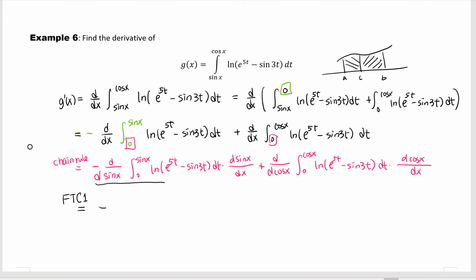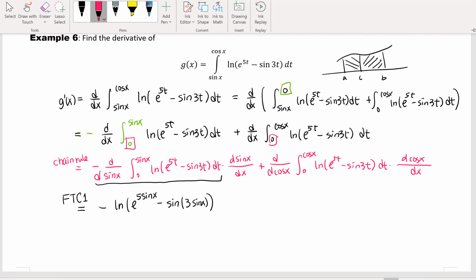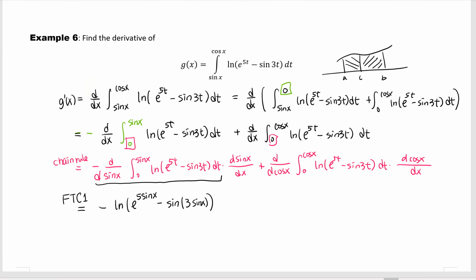We replace t, so it's a function, by the upper limit, which is sine x. So sine of 3t, t is sine x. It's okay, we can have sine of sine, right? And close the parentheses. And then the derivative of sine x, what is that? The derivative of sine is cosine x.